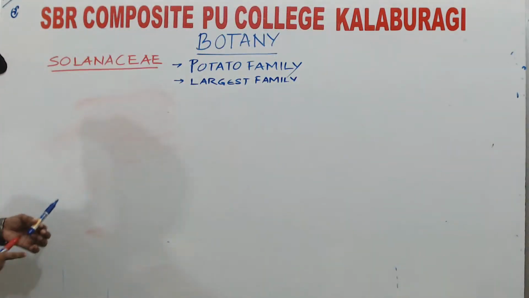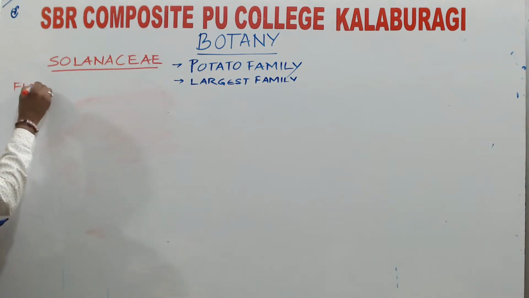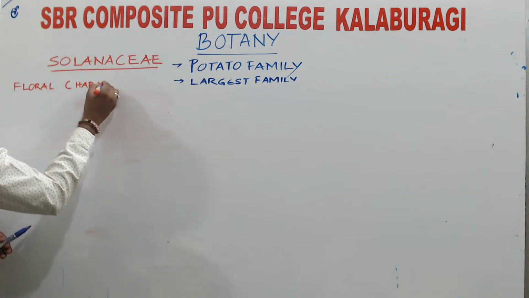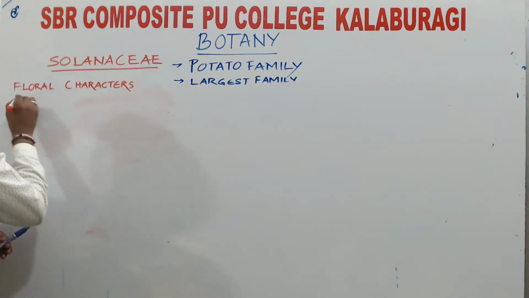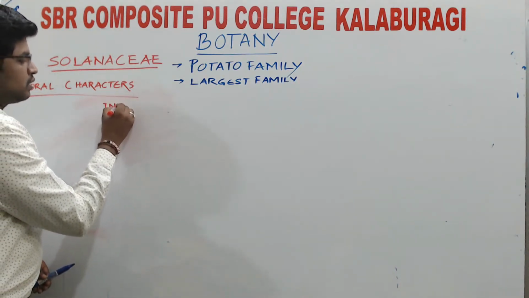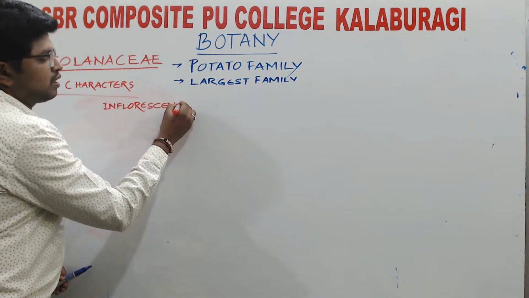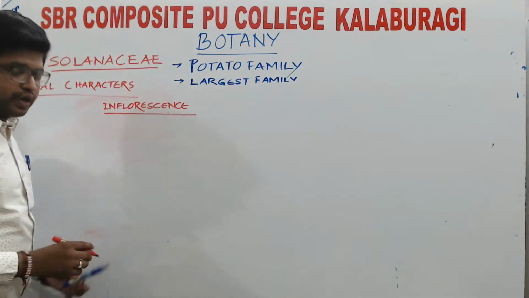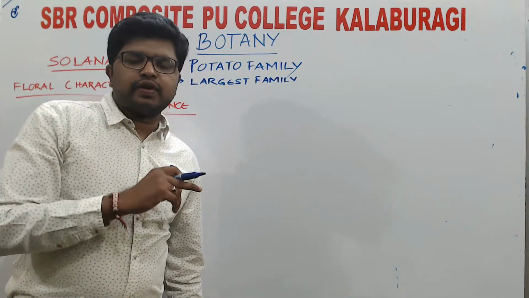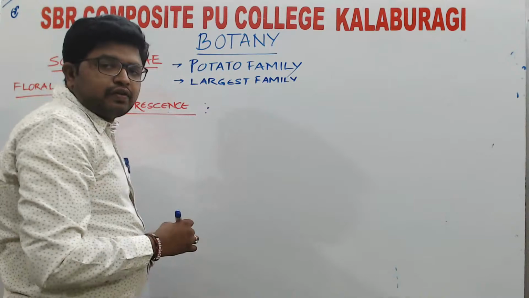Next, after vegetative characters, we follow floral characters. What are floral characters? The first important thing is inflorescence. What kind of inflorescence? I said the inflorescence is where, on the floral axis, you will find many flowers arranged. So you'll have a peduncle.